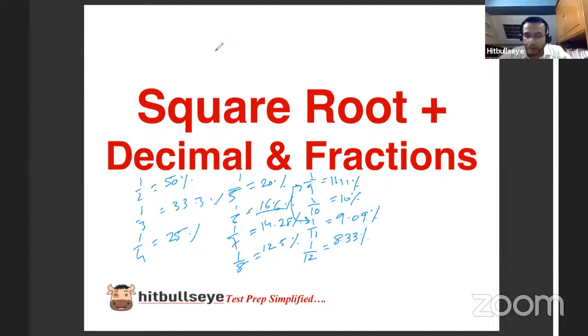Then 1 by 13 is what? 1 by 13 is 7.69%. 1 by 14 is what? 1 by 14 is half of 1 by 7, which is 7.14%. 1 by 15 is what? 1 by 15 is one third of 1 by 5. So if I do 20 by 3, that is 6.66%. 1 by 16 is what? Half of 1 by 8, which is 6.25%.